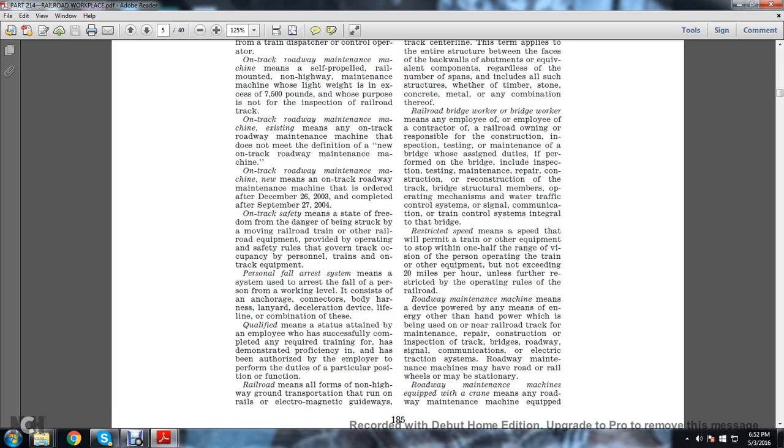All right. On-track safety means a state of freedom from the danger of being struck by a moving railroad train or other railroad equipment, provided by operating and safety rules that govern track occupancy by personnel, track units, and equipment.